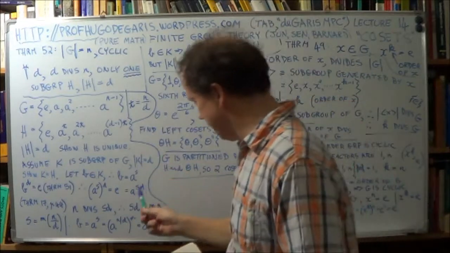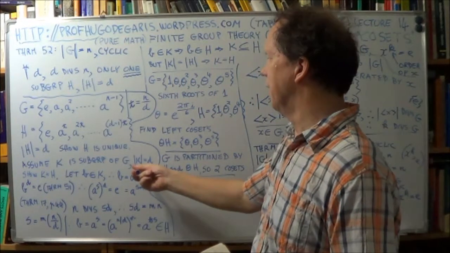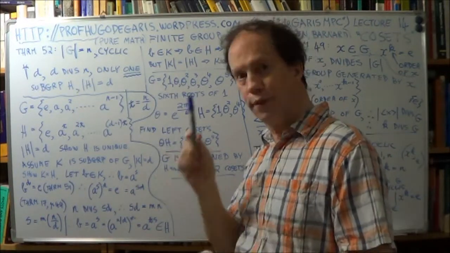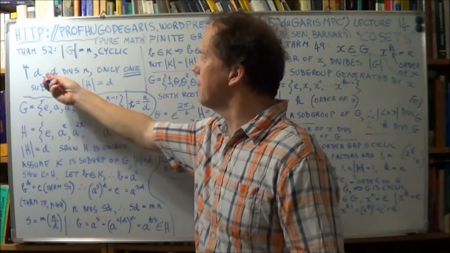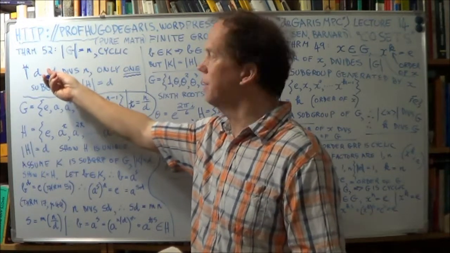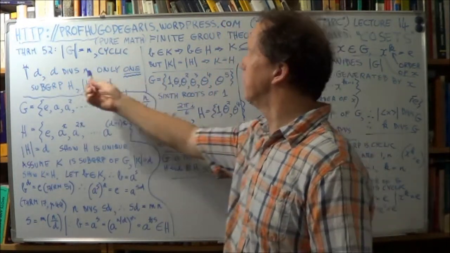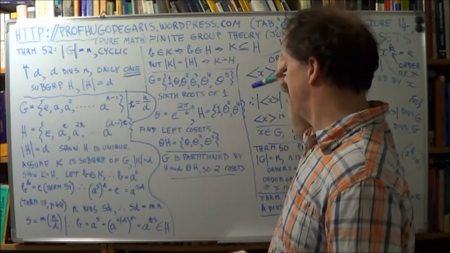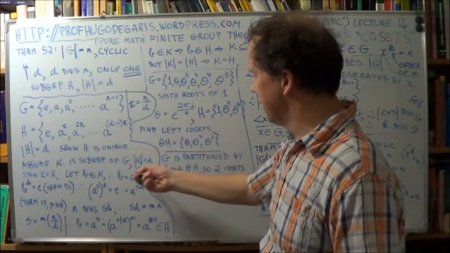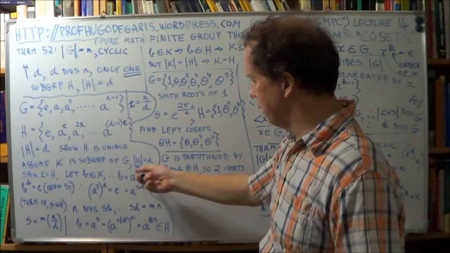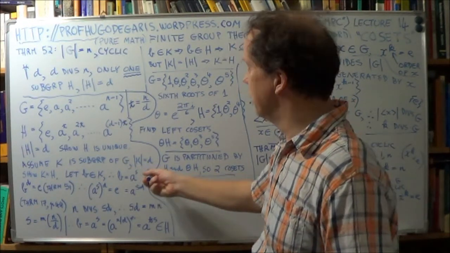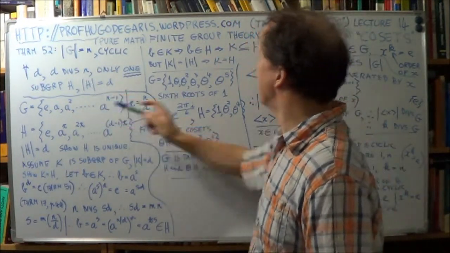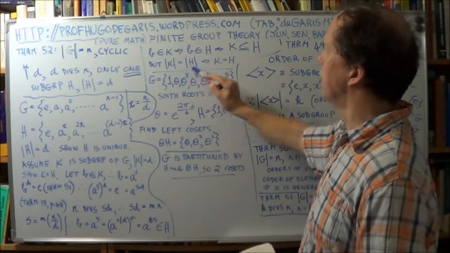But by assumption, the size of K is D, right? We're trying to show that this second subgroup is of the same size as this divisor, this factor D of n, where n is the size of your parent group. So we assume they're the same size, so the order of K is D, and the order of H is D, so this and this are the same size, right?